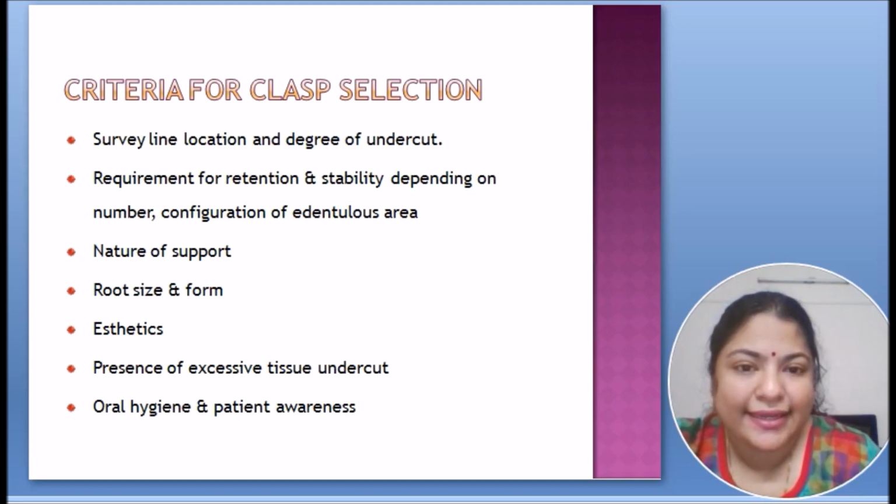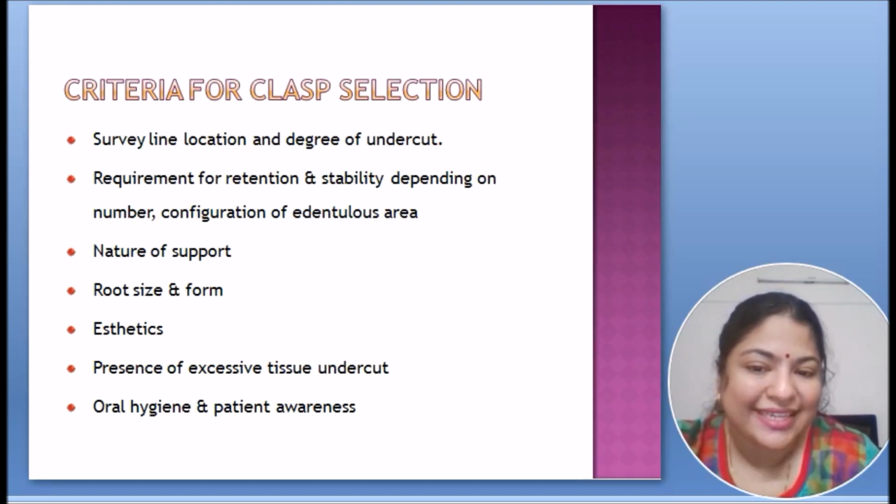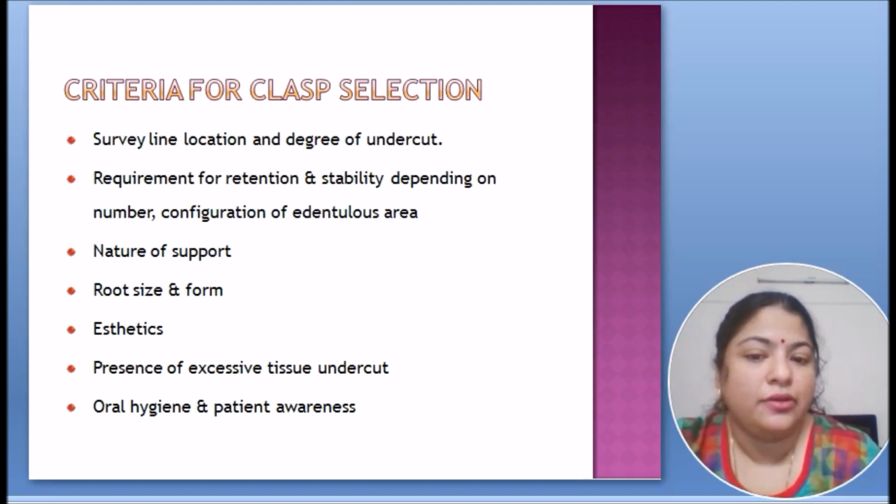So what is the criteria used for clasp selection? The first is the location of the survey line and the amount of undercut present. Then the amount of retention and stability required, depending on the number, configuration and length of the edentulous span. Other factors that decide the clasp selection are the nature of support, root size and form, aesthetics, whether there is an excessive tissue undercut present or not, and oral hygiene and patient awareness.